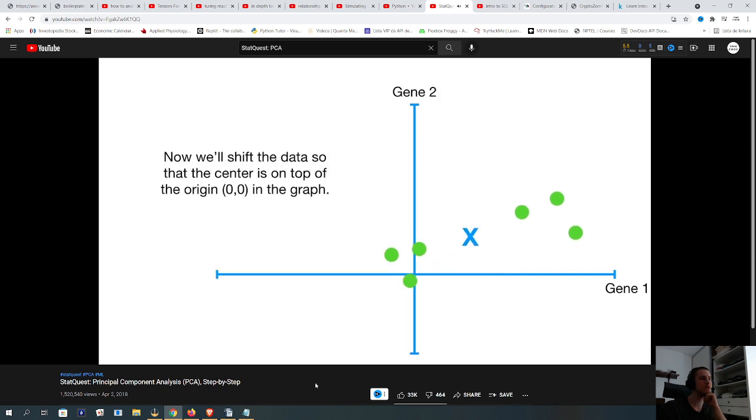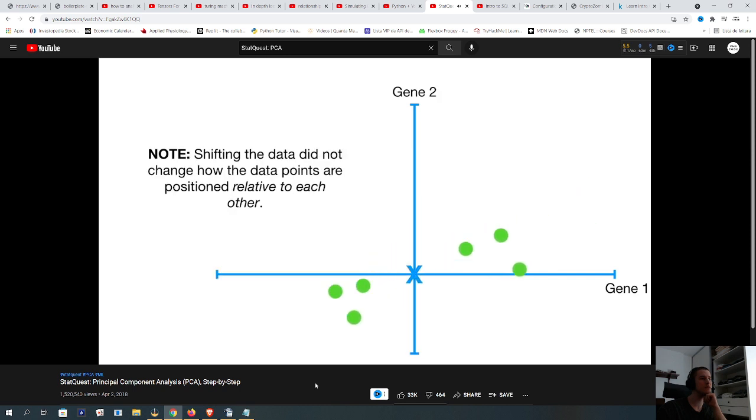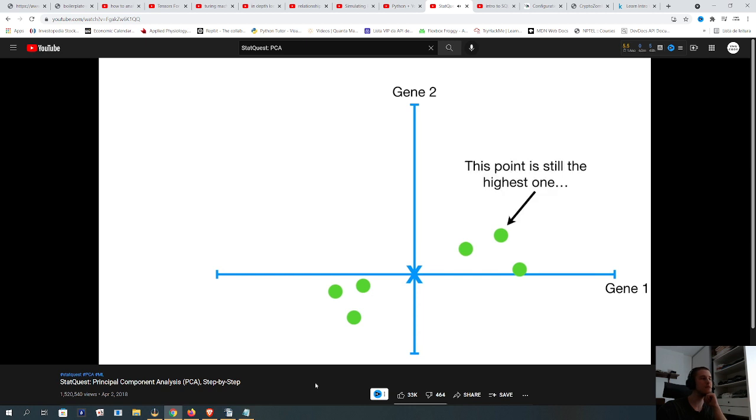Now we'll shift the data so that the center is on top of the origin in the graph. Note, shifting the data did not change how the data points are positioned relative to each other. This point is still the highest one, and this is still the rightmost point, etc.